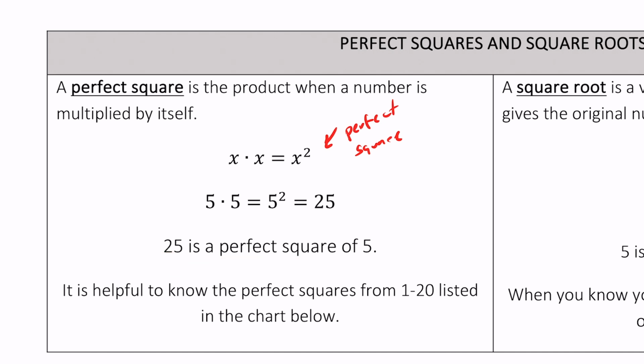I can also say the same thing for 3. 3 times 3, where 3 is multiplied by itself here. 3 times 3 is another way of saying 3 to the second power. Or you can just say 9. So 9 is a perfect square of 3.